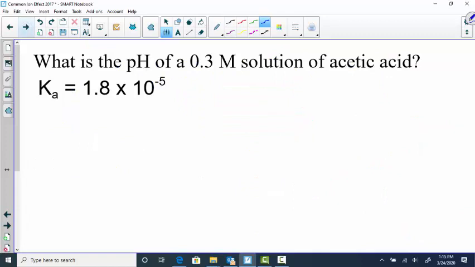So what we're going to do is look at this in a couple of steps. This is not a common ion effect problem at this point. I just want to calculate what the pH of a 0.3 molar acetic acid solution would look like. This is just our good old friend, calculating the pH of a weak acid. So I have CH3COOH in water.